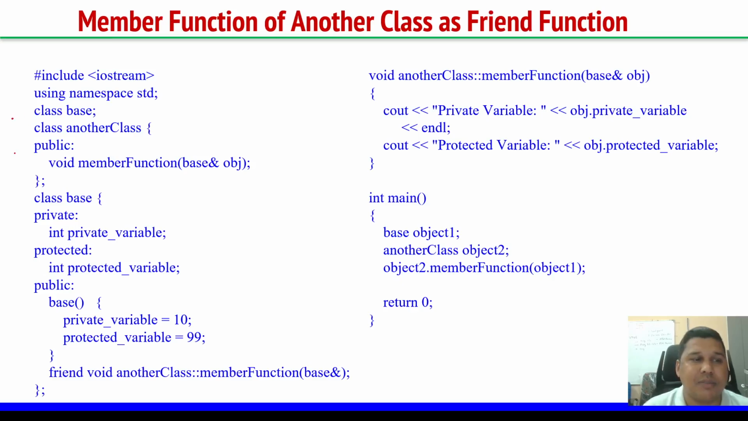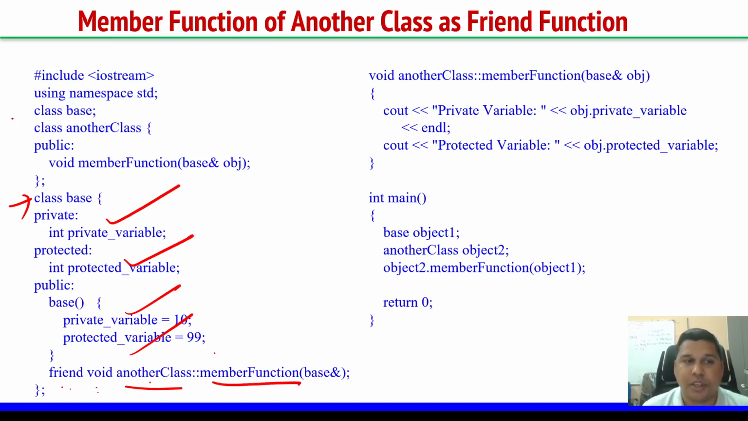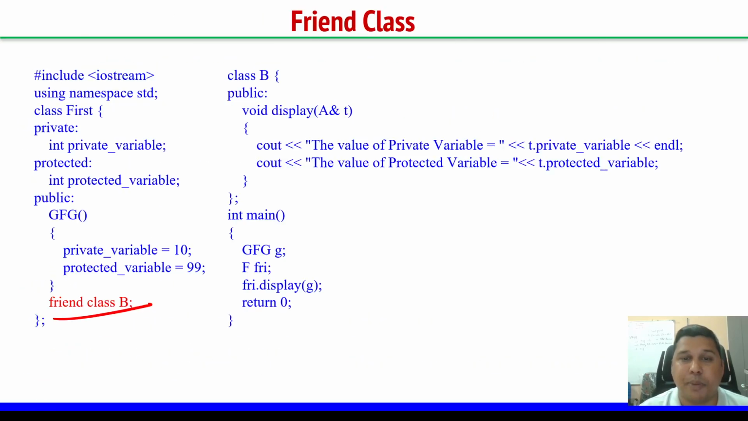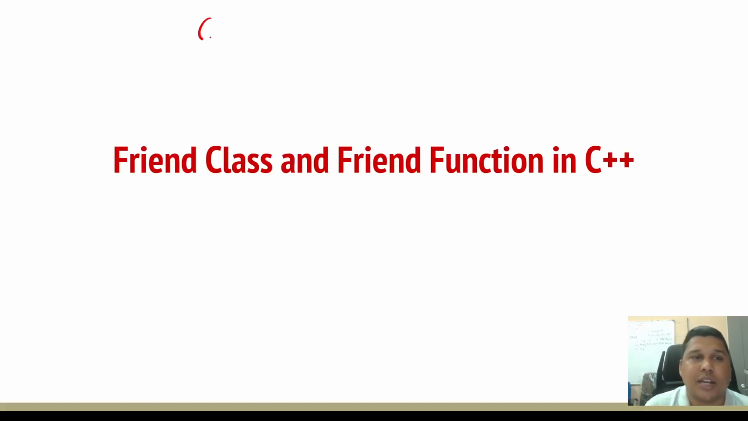So I have this base class, I have a private variable, I have a protected variable, and I have the same thing. I have declared a friend void another class member function. Another class has one function, void member function. So base, another class has a function member function. If I make it simple in terms of C1 and C2, class C1 has a function, let's take ABC. It has a function ABC.